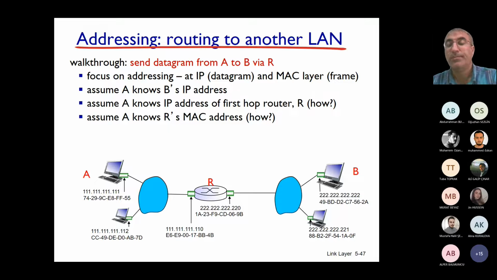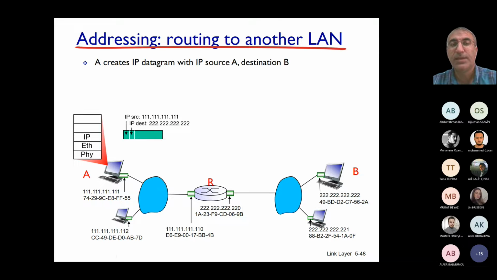So the main objective here is that node A wants to send a datagram to node B via router R. That's our objective. We have some assumptions. Assume that A knows B's IP address. Assume also A knows the IP address of the first hop router. We learned that. Assume that A knows R's MAC address. Based on these assumptions, let's start the frame transmission.